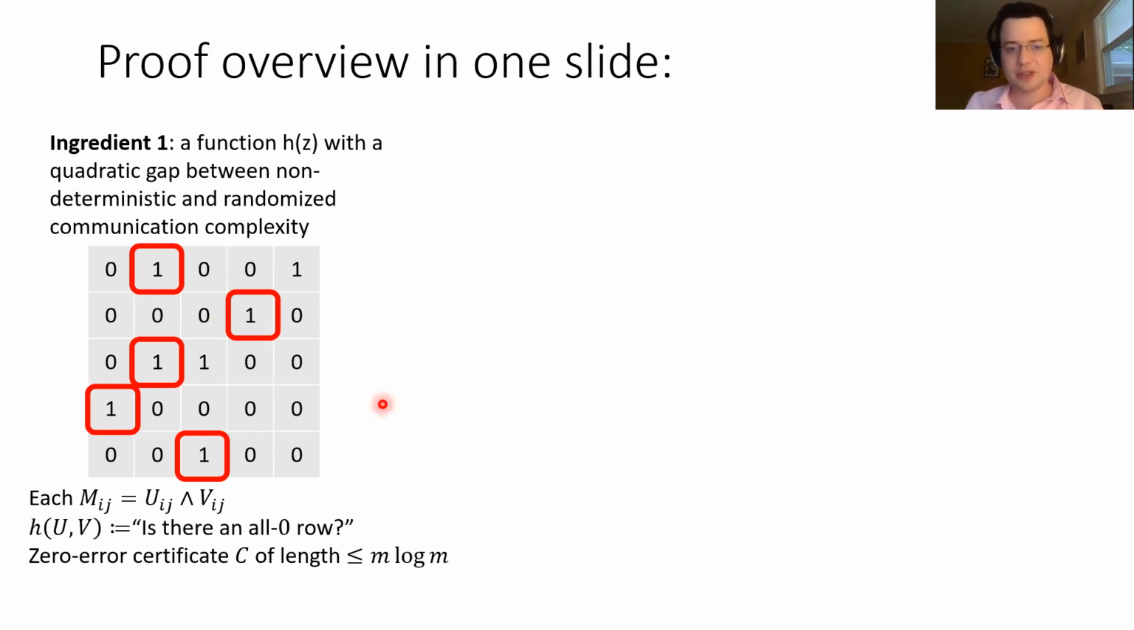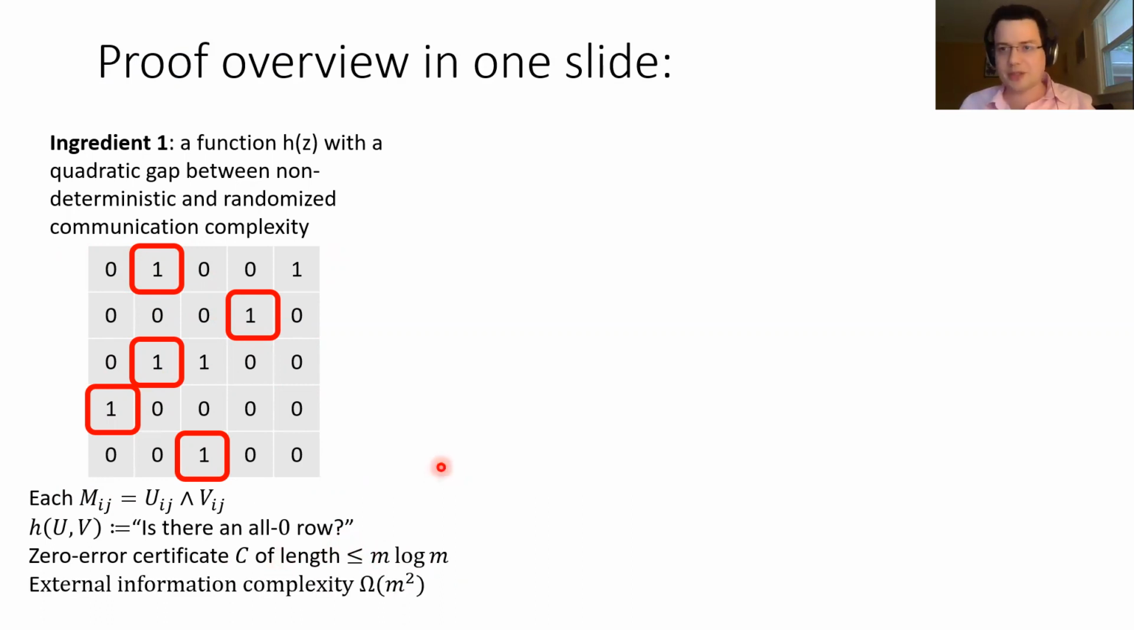So there is always a certificate of length at most m log m that proves the answer. Even though it would take m squared communication to figure out the answer, if someone gives you this certificate, you can verify it with only m log m bits. To convince someone that there is not a row of all zeros, you have to show a 1 in every row, so that's m log m bits. And to convince them that there is an all zero row, you just need to show them the all zero row.